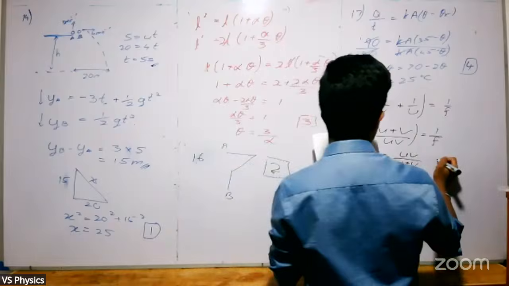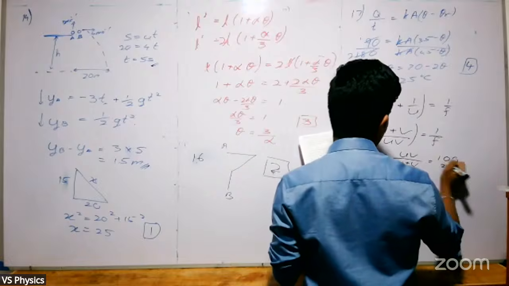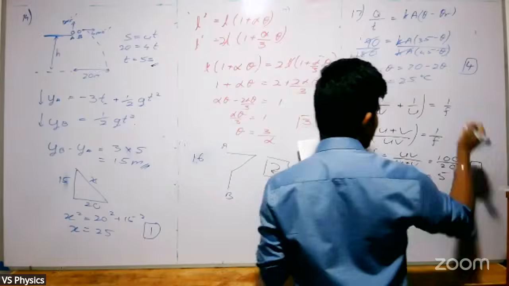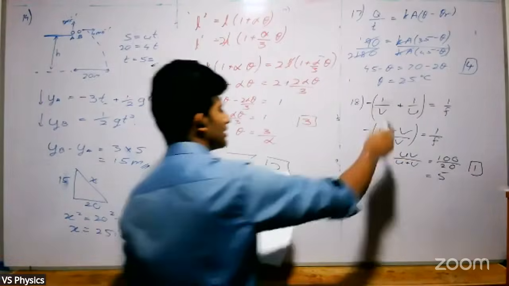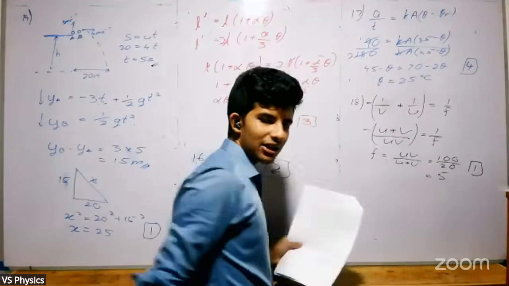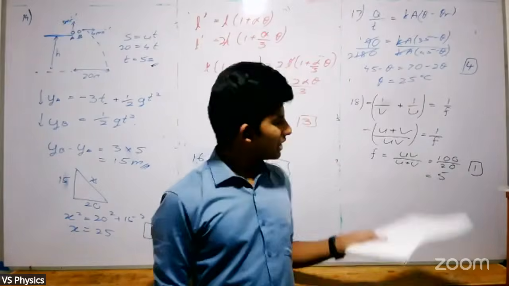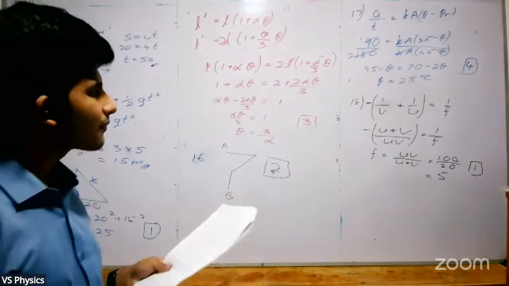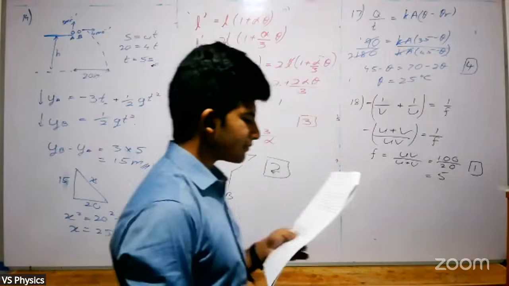uv is 100. u plus v is 20. Our final answer is 5. That is the first answer. It's a nice answer. You don't even have to work it out if you remember that while going through this equation, a formula like this comes for a convex lens, so you can put the answer directly. 5 centimeters is the focal length of whatever convex lens you are using.